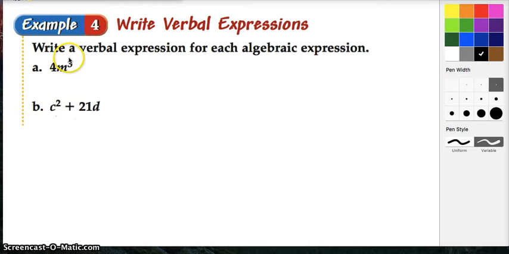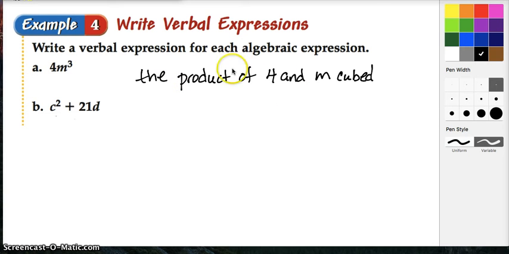We're going to write a verbal expression. So we're going to start off with an algebraic expression, and we're going to write a verbal expression for it. When I look at this, I'm like, okay, 4 is being multiplied by m to the 3rd power. A word that we use sometimes for multiplication would be product. So I can refer to this as the product of 4 and m to the 3rd power, or sometimes we call things to the 3rd power cubed. So the product of 4 and m cubed.